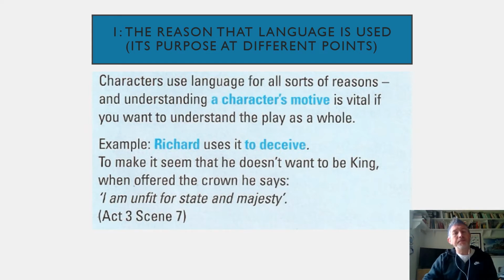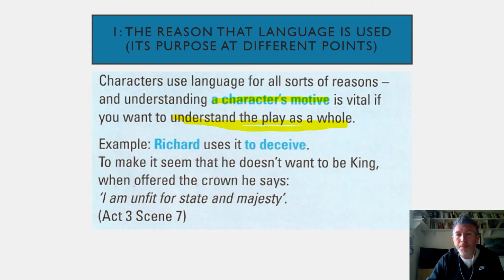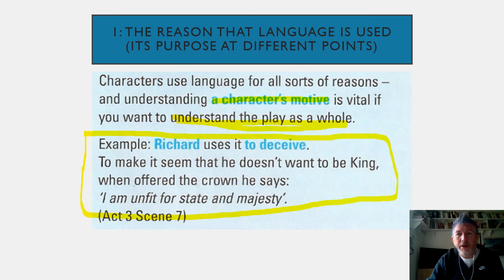So, the reason why we need to understand the language and the purpose it has is that it gives us insight into a character's motive. And once we've got our heads around what the character's trying to achieve, that will help us to understand the play as a whole. Okay, so that's why we're doing this. And hopefully the example that I've put here for you makes that nice and clear. There's the character, that's the purpose. What's his motive? He doesn't want it to look like he's king, and that's the example that he's using.